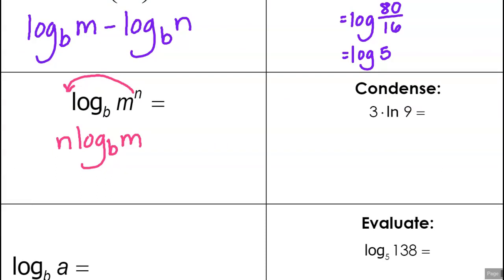We have 3 times ln of 9. Now, we want to condense it into a single log with no number in front. So what we do is we take this 3 and we make it the exponent on the 9. So it becomes the ln of 9 to the power of 3. And 9 to the power of 3 is 729.